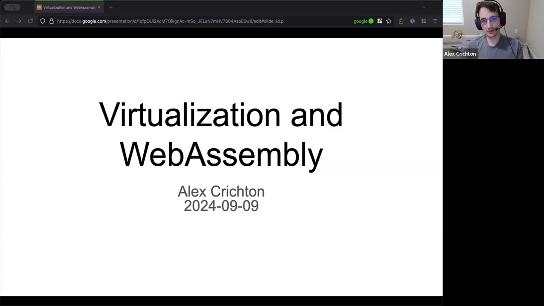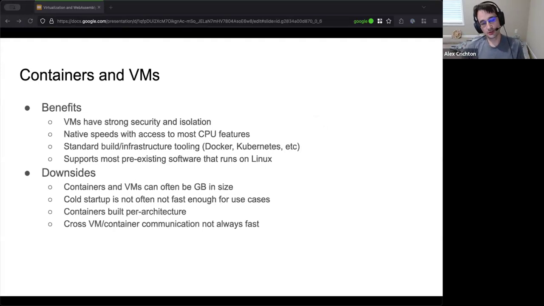I think I'll start off by saying I am not an expert on virtual machines or containers by any means. So if anyone wants to raise their hand and correct me for anything, please do. I'd be more than happy to update things here. I know much more about the Wasm side of things than the container side of things. But to start this off, I want to give at least my own personal understanding of containers and VMs, and some of the benefits and some of the downsides of containers and VMs. And we'll see how Wasm plays into this a little bit as well.